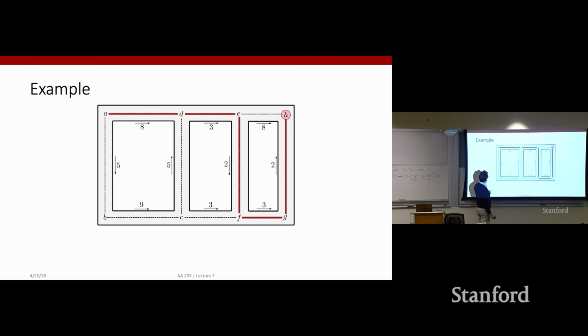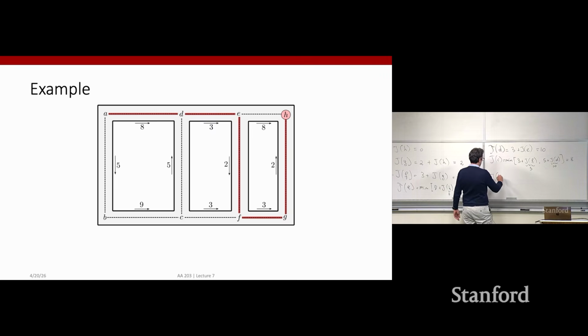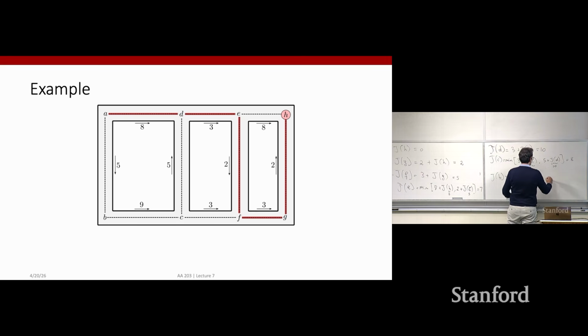Yes. Then JB is equal to 9 plus JC. So this is equal to 17. And finally, I hit my initial condition, A.